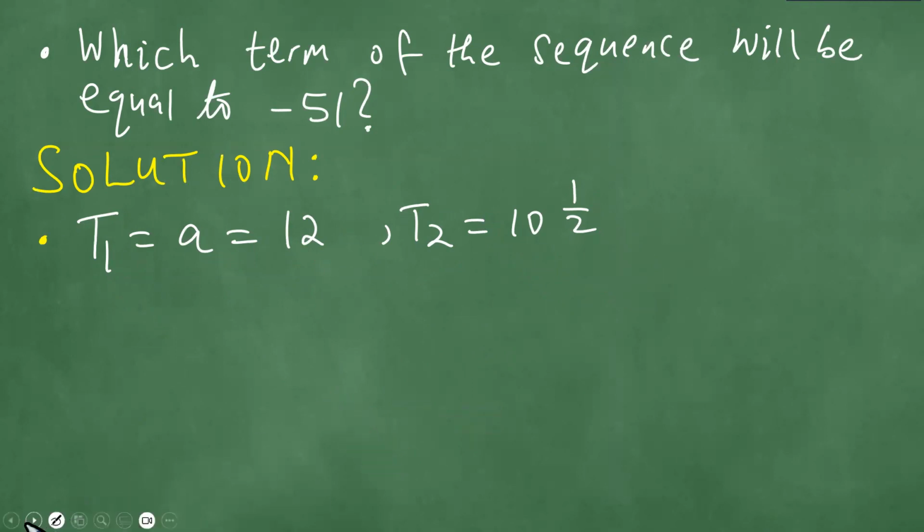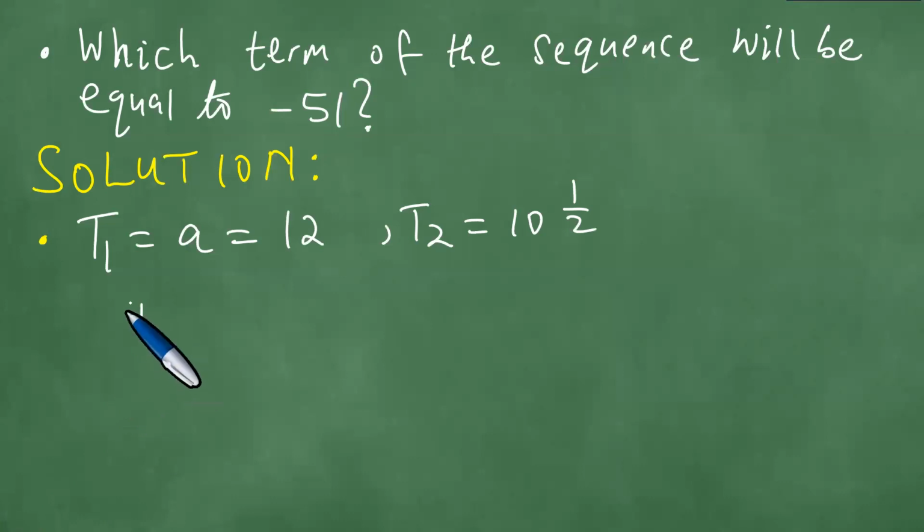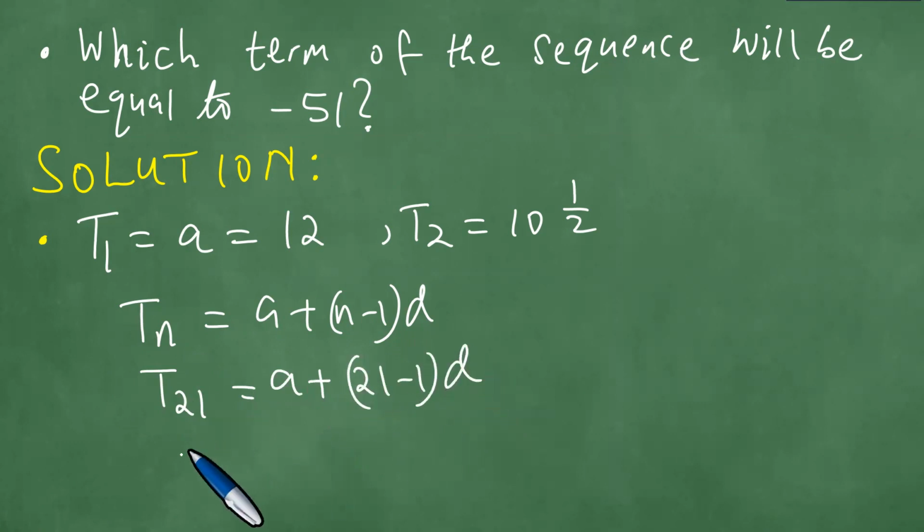And then what are we supposed to find? Determine the 21st term. So we're looking for a term. So we're going to use the term formula, which is a plus n minus 1 into d, which means that you're looking for the 21st, which is a plus 21 minus 1 into d. T21, 21 minus 1 is 20d. That is the formula. We're looking for the 21st term.